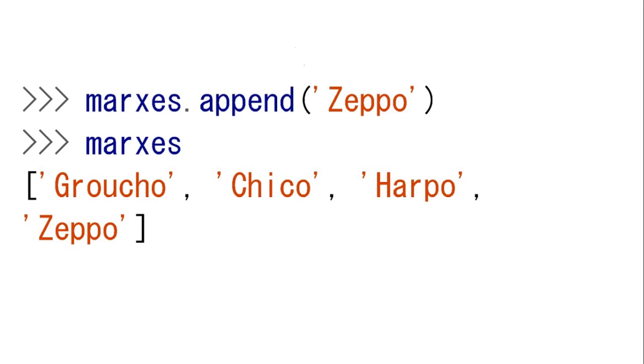Add an item to the end with append. The traditional way of adding items to a list is to append them one by one to the end. In the previous example, we forgot Zeppo, but that's alright because the list is mutable, so we can add him now.